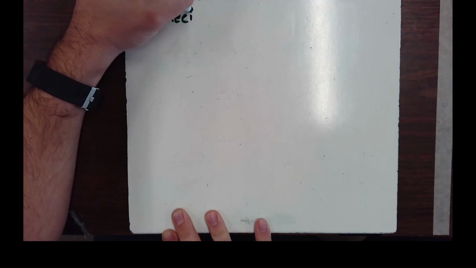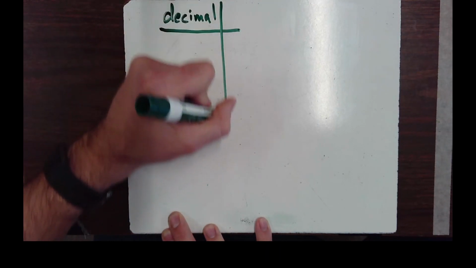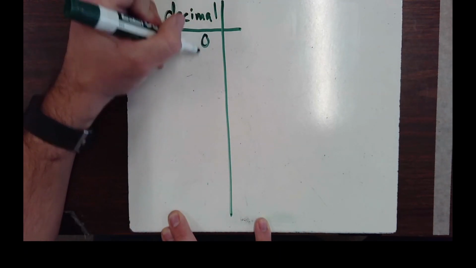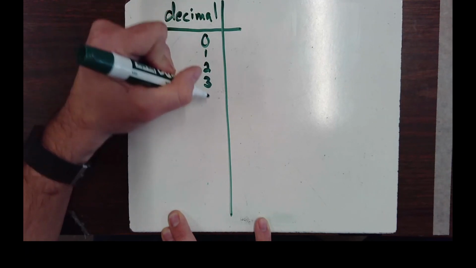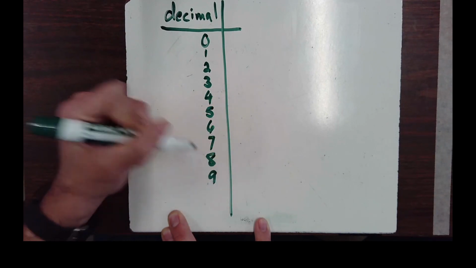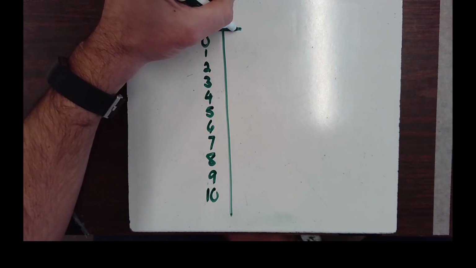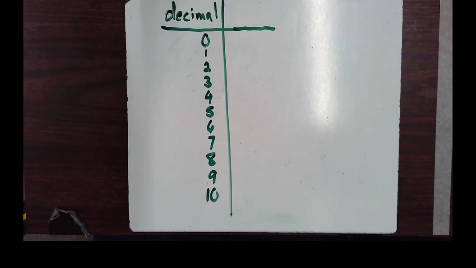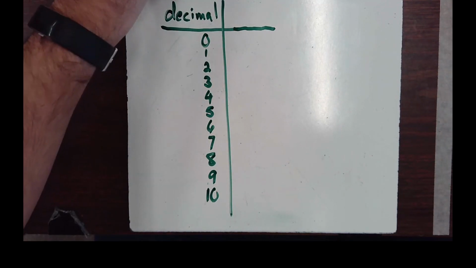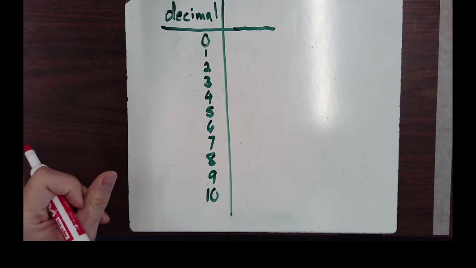So if I rewrite my decimal numbers here, we'll go 0, 1, 2, 3, 4, 5, 6, 7, 8, 9. We'll go to 10 here. We need to think, how do computers count? Well, if they can only understand 2 things, off and on, that means they really only understand 2 numbers.